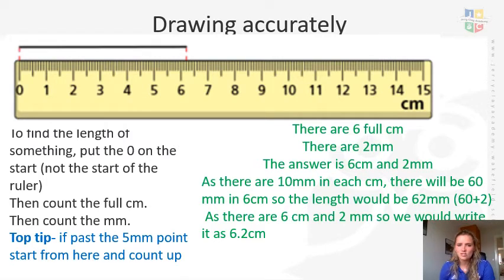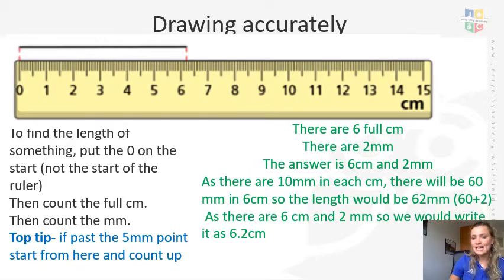Now we can count the smaller lines. So how many smaller lines have passed? So for this one we can count 1, 2, so we know that 2 millimetres would pass. So we would say that there will be 6 centimetres and 2 millimetres. Now a top tip would be, if the measurement goes past that middle line, that 5 millimetre line, you could start from there and count from 5 onwards, rather than starting all the way from 1. So then I've worked out that this shows 6 centimetres and 2 millimetres.